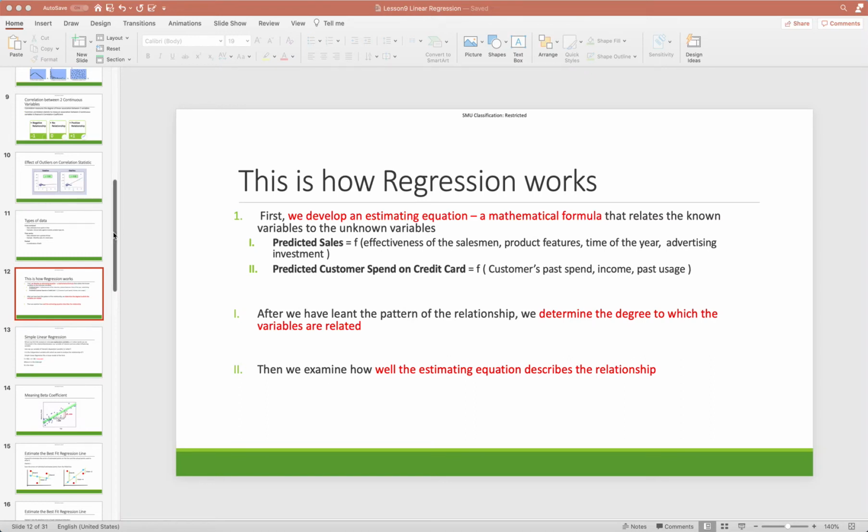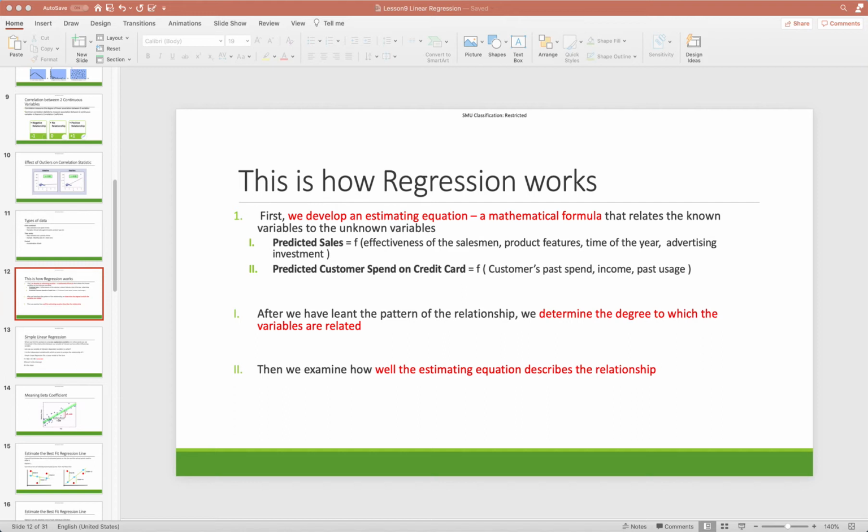Hello everyone. In this video, I want to talk about some other aspects of regression that we did not discuss in the last two videos. So I'm going to start by taking a look at how regression really works and what are some of the steps that you need to keep in mind when working on this technique.